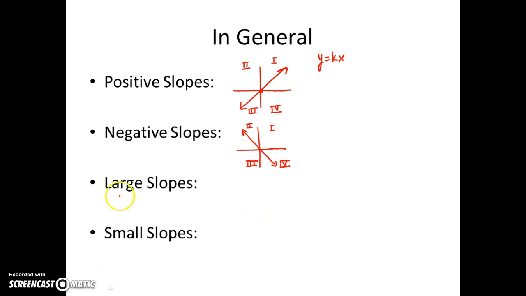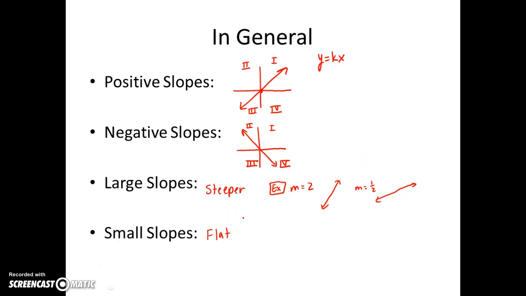The larger the slope, the steeper the line. Okay, so the larger the slope gets, the steeper the line. For example, if I have a slope of 2, it could look something like this, whereas a slope of 1/2 would start to get flatter. Okay, so that's where the small slopes get more flat. Okay, and then again, this example shows both those scenarios.